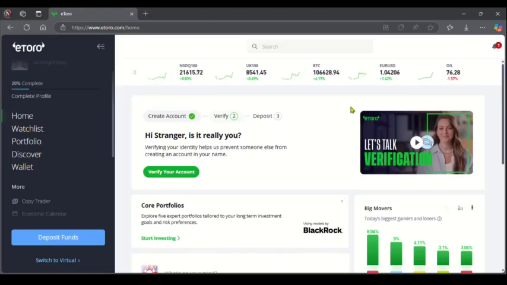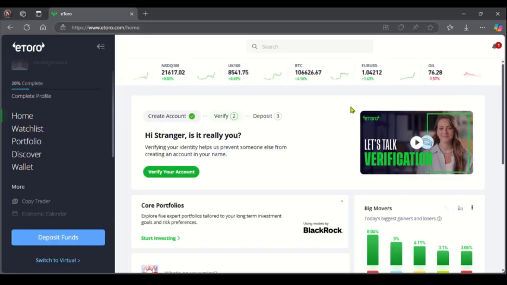Hello everyone, in this video I'm going to walk you through how to buy crypto on eToro. So if you want to buy crypto on eToro, here's a quick guide on how to get it done.